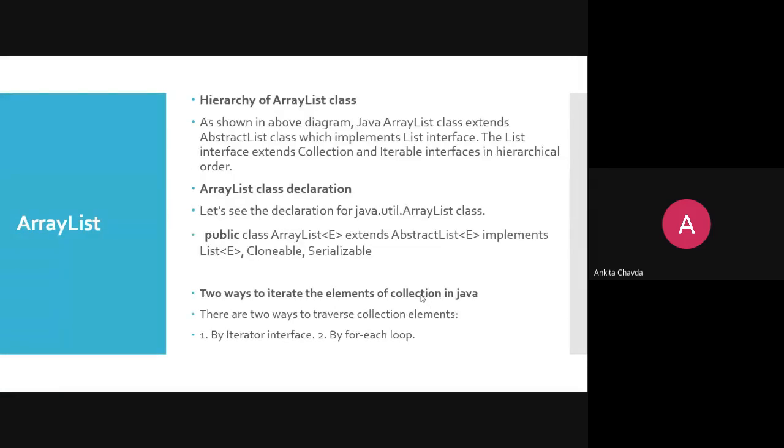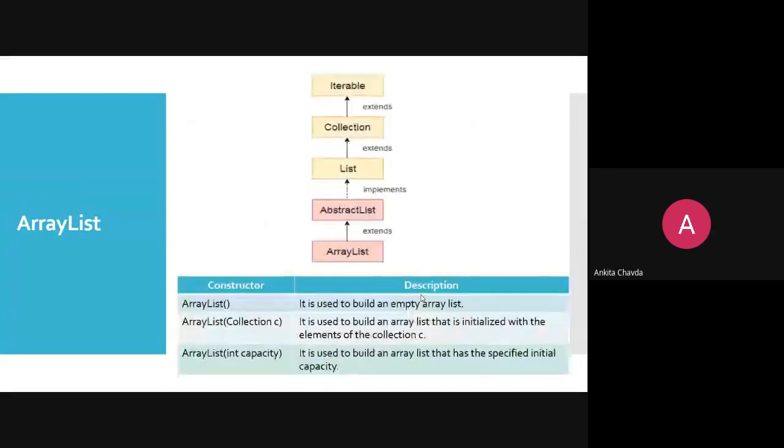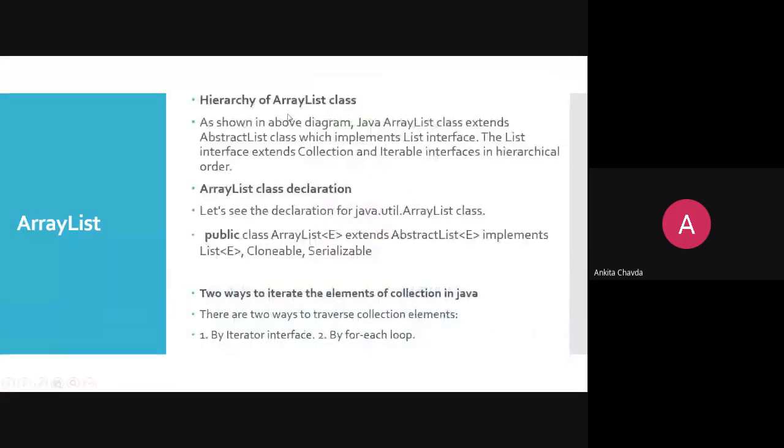Okay. Then the hierarchy of the ArrayList class. First you see the hierarchy. Iterable was the interface, then collection, list that you know. Then the abstract list class is there, and then you have the ArrayList class. So ArrayList class extends abstract list class, which implements list, collection, iterable interface. I mean, just by implementing list, automatically collection and iterable will be there, right? Okay. So that is the hierarchy.